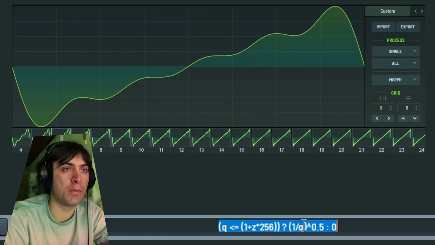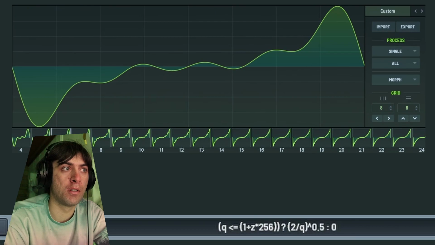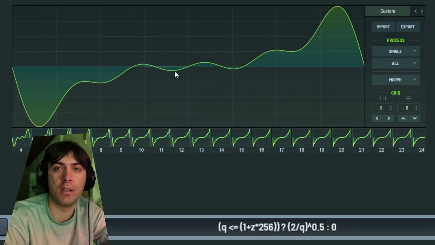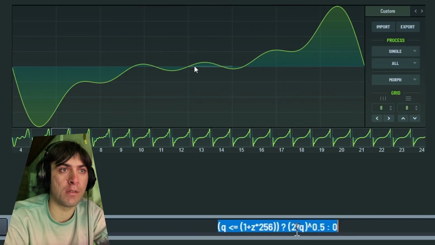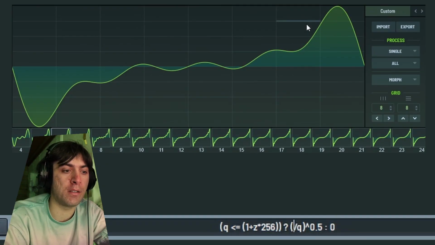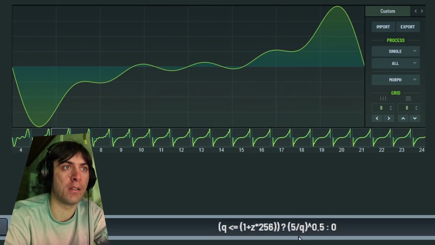Now, what else can we twist about this function? What does this 1 divided by Q thing do? Why is it not 2 divided by Q? Oh, interesting. So now we got something where the sine waves are kind of staying at the zero crossing for a little bit longer before going up. So I assume this is going even harder when I raise this number.